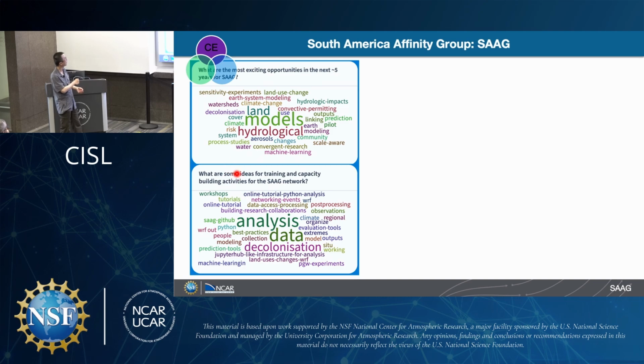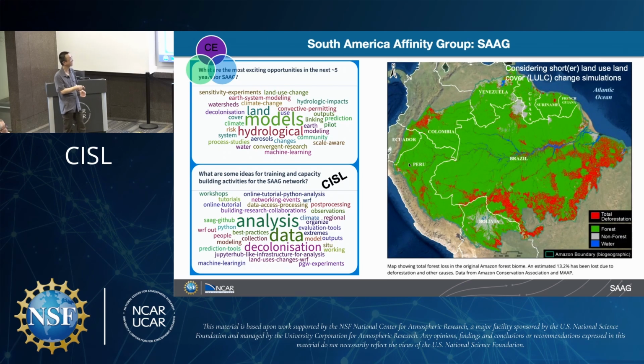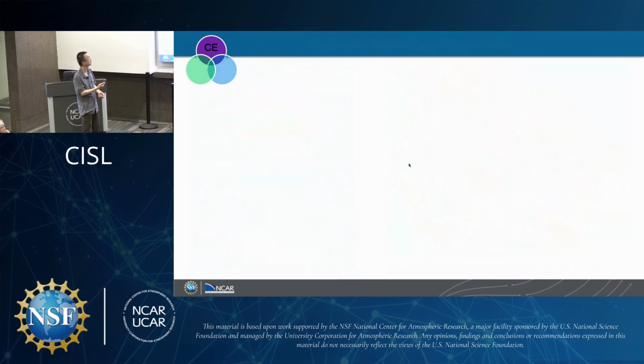The next one, about training and capacity building, is highly relevant to data access, analysis, decolonization of the data access, and tools. And this is a perfect topic for CISL to be engaged. Our next near-term plan is to do a smaller scale land surface change simulation, and to assess how these land surface changes impact the hydrology system.